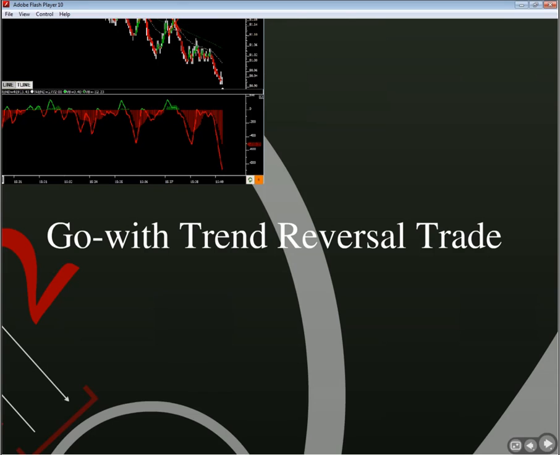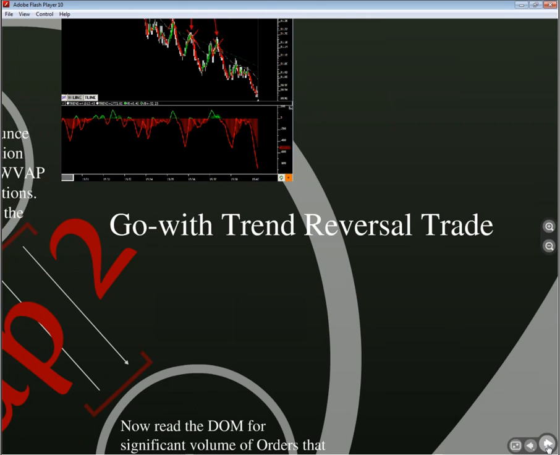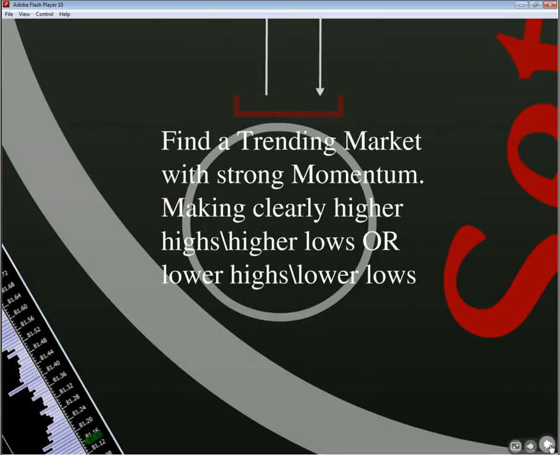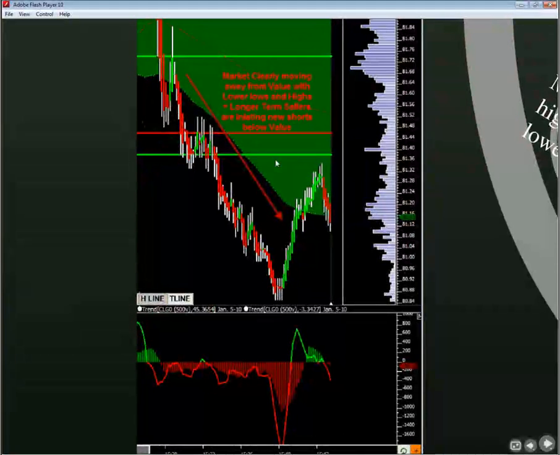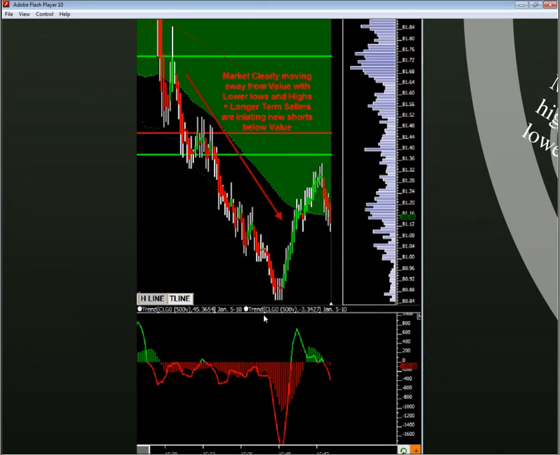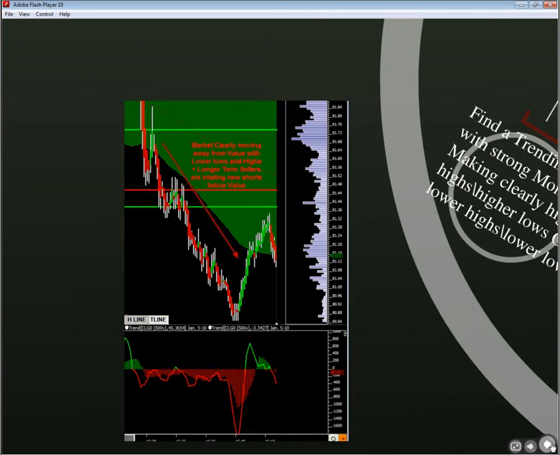Okay, so it's actually in a trending phase, making lower lows, lower highs, or higher highs, higher lows. Okay, that kind of stuff. So if you find the market is imbalanced, find a trending market with strong momentum, making clearly higher highs, higher lows, or lower highs and lower lows. And then, okay, this might be an idea. This market's clearly imbalanced. Market clearly moving away from value with lower lows, lower highs. Longer term sellers are initiating new shorts. This is the kind of time where we might use this reversal trade within the direction of the trend.